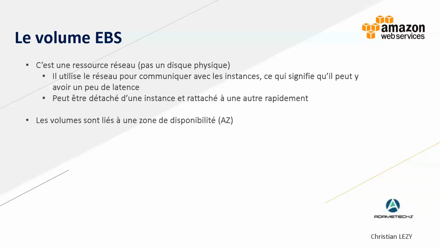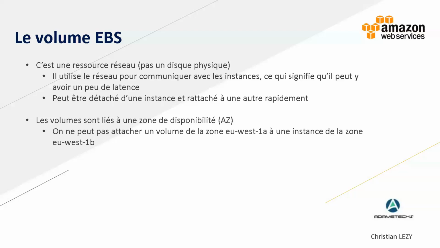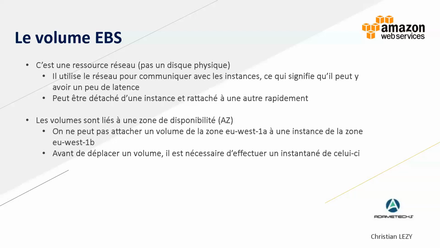EBS volumes are bound to an availability zone, which means that the same EBS volume cannot be used in two availability zones at the same time. Let's take the example of the EU West 1A zone. We will not be able to attach any volume from this zone to the other zone, EU West 1B. In order to move a volume, it's necessary to take a snapshot of it beforehand, and then restore it in another availability zone.